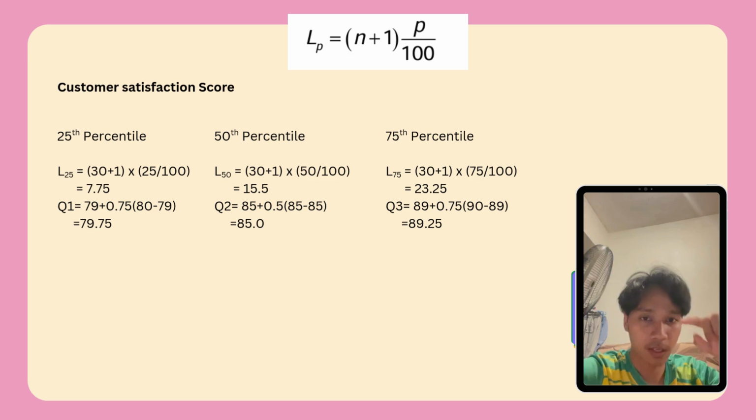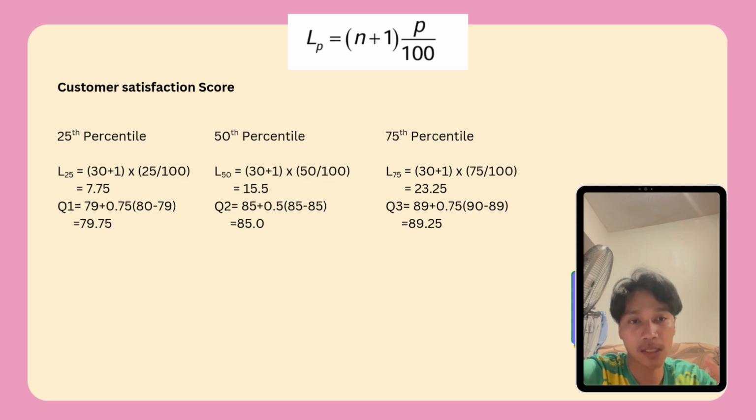Okay, let's calculate the customer satisfaction score. To find the 25th percentile, or Q1, we calculate using the formula, where n is the number of data points, in our case 30, and p is the percentile we want. Since it is the 25th percentile, n is 30 and p is 25. Using the formula, the 25th percentile lies between the 7th and 8th value in our sorted data.